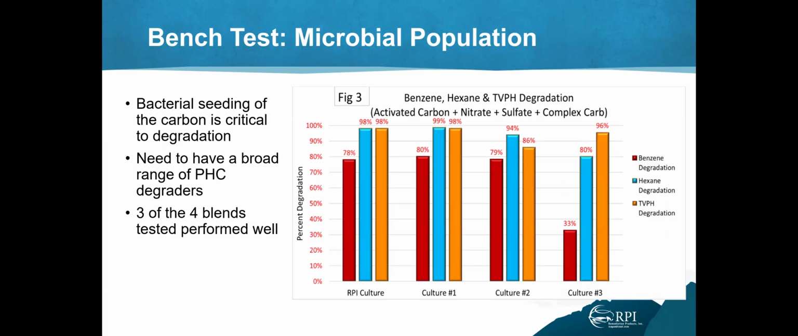So what about the microbial population? What we did was compare the RPI culture, which is the first bar graph on the graph that's being shown, the one on the left, to 3 commercial cultures. And what you see is that 3 of the 4 blends perform pretty well. I would say that given the error in the test, the RPI culture and culture 1 are pretty much performing the same. Culture 2 maybe slightly less, and culture 3, well, it's not as good.